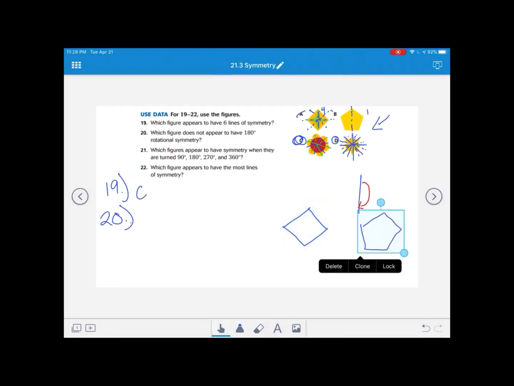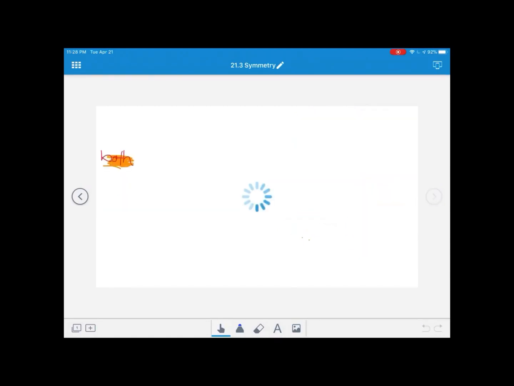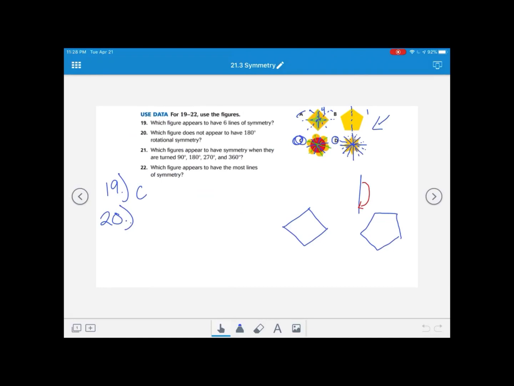I'm going to flip it from the top 180 degrees to the bottom, and we can see that the straight line ends up on the top. So B, that didn't take long, but B was our correct answer for number 20. It does not appear to have a 180 degree rotational symmetry because it's not equal on all sides. The one part is pointed, the other part is flat. So the correct answer for number 20 is B.